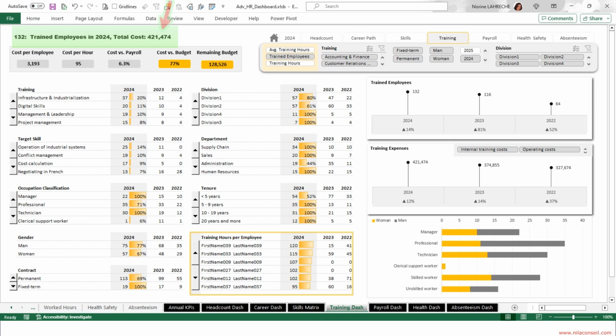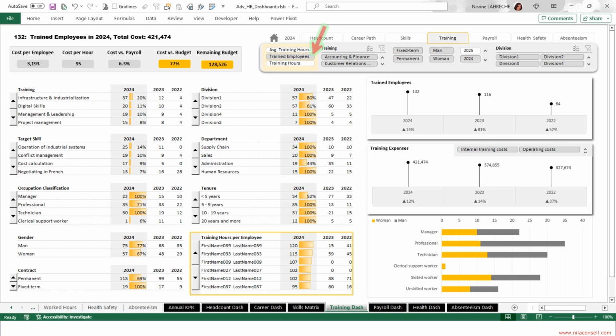It invested a total amount of $421,474. On average, training an employee costs the company almost $3,200. 77% of the training budget has been used. The company still has an amount of more than $128,000.